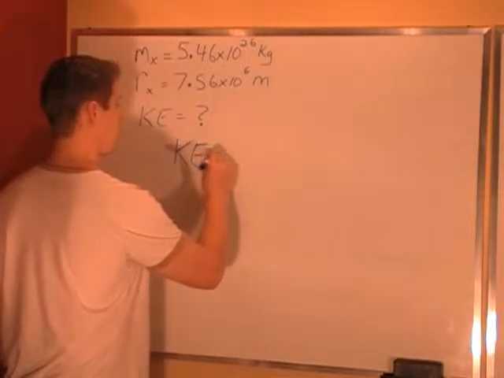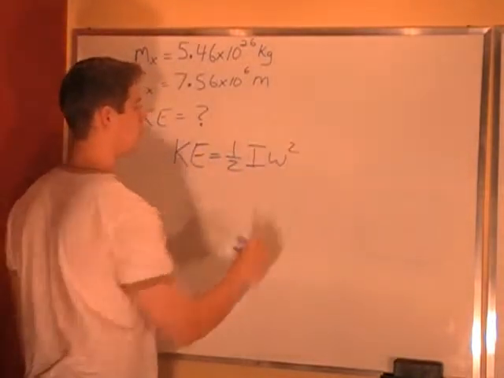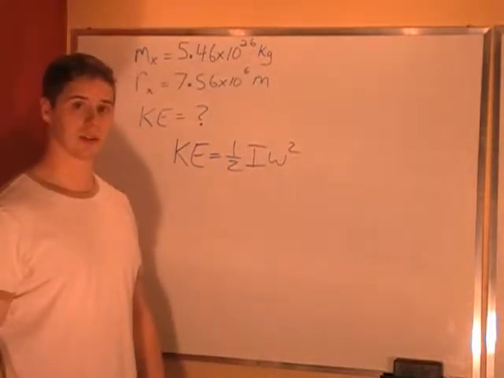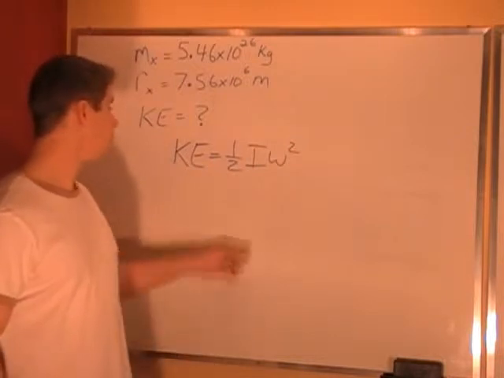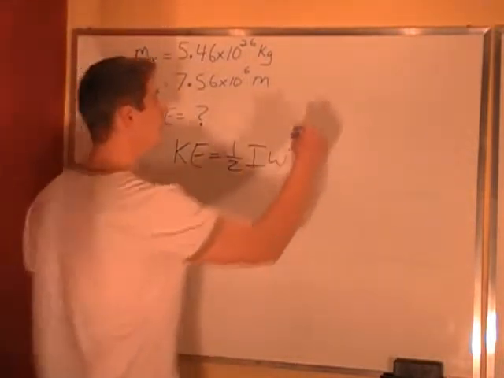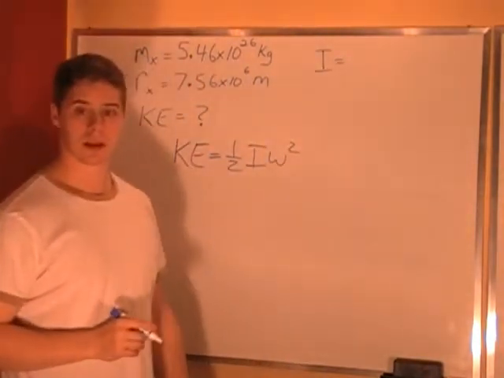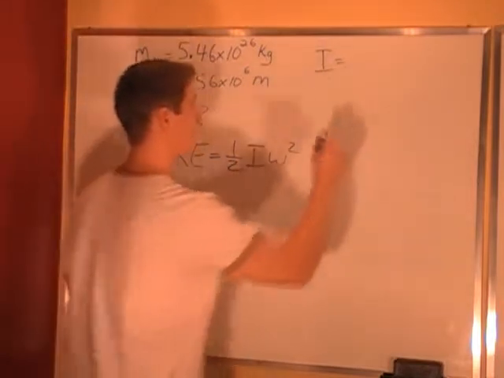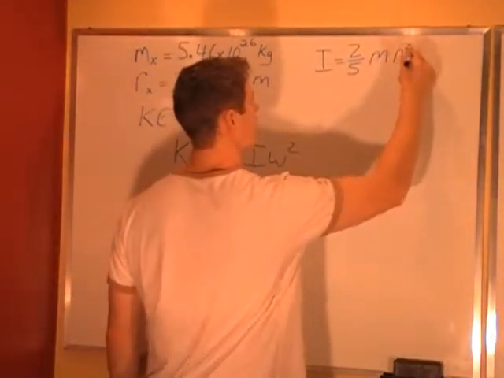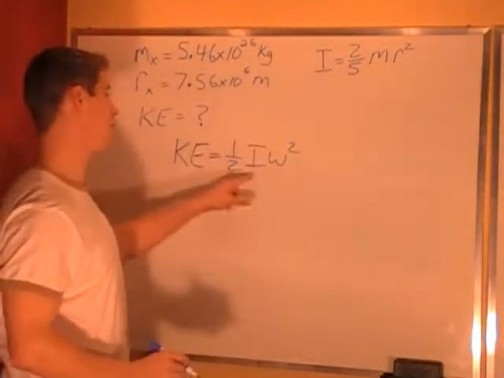of a rotating body is 1/2 I omega squared. So very similar to 1/2 mv squared for kinetic energy of a linear moving object. So all we need to figure out is I and omega. Now I, for a solid sphere, is 2/5 mr squared. Now we know the mass and we know the radius, so we can calculate I and put it in here.